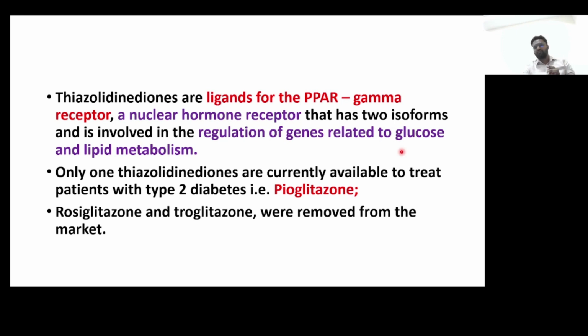It has two isoforms. It is involved in the regulation of the genes related to glucose as well as lipid metabolism. We have only one thiazolidinedione which is currently available to treat patients with type 2 diabetes mellitus, that is pioglitazone. Rosiglitazone and troglitazone were removed from the market. Rosiglitazone was removed because of cardiotoxicity and troglitazone was removed because of hepatotoxicity.